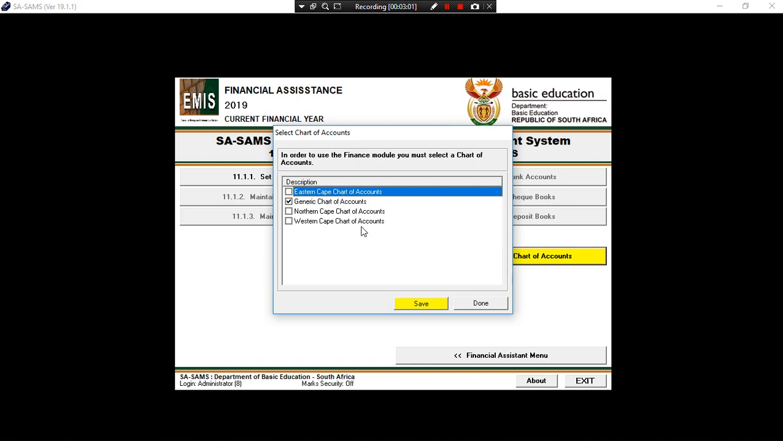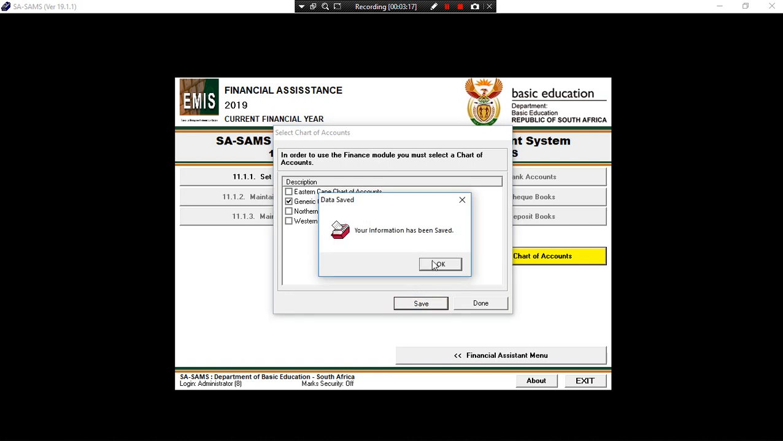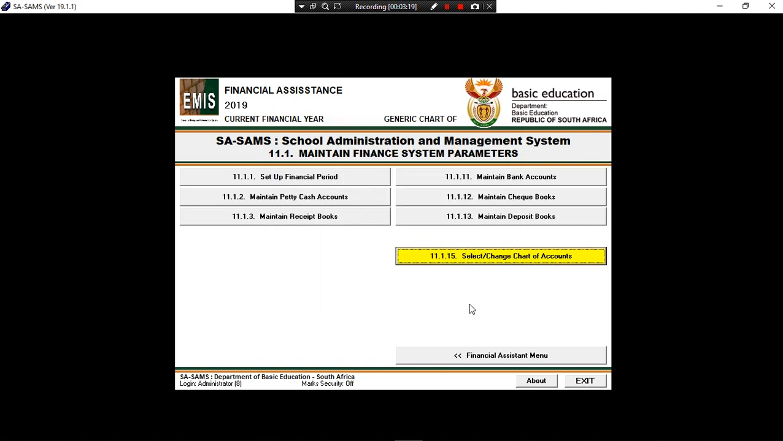What do I mean by the aspects? For example, in Limpopo we have norms and standards. In other provinces they may not have them. So for us to be able to add these norms and standards, we would have to modify the generic charts of accounts. Then you head to the yellow spot, you save, it's okay, then you're done.